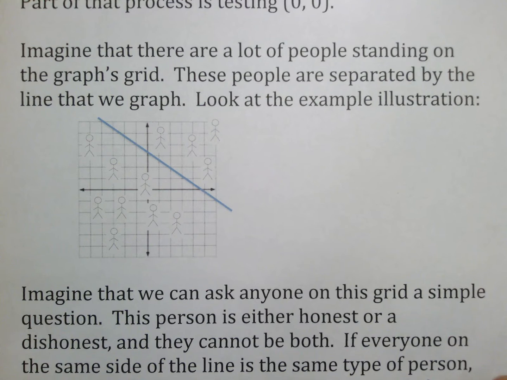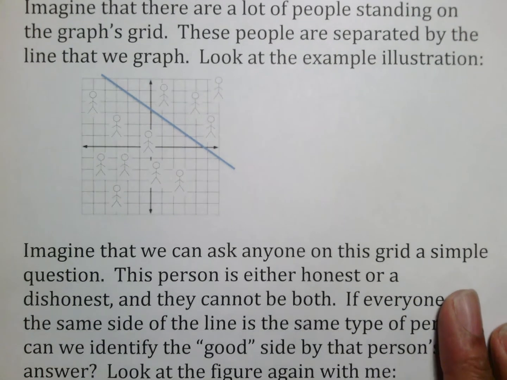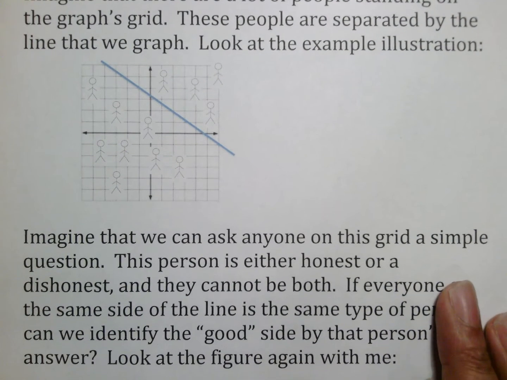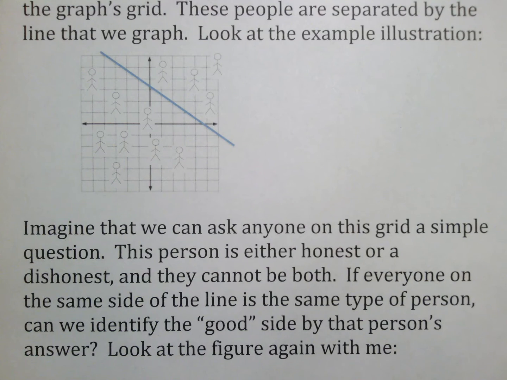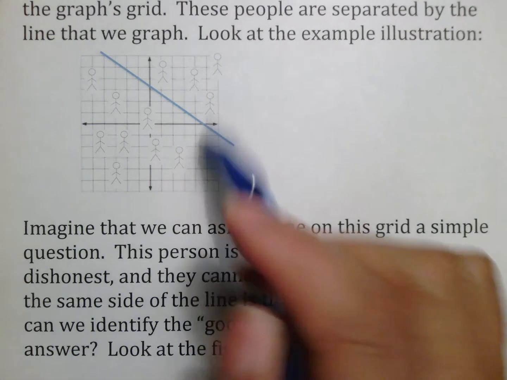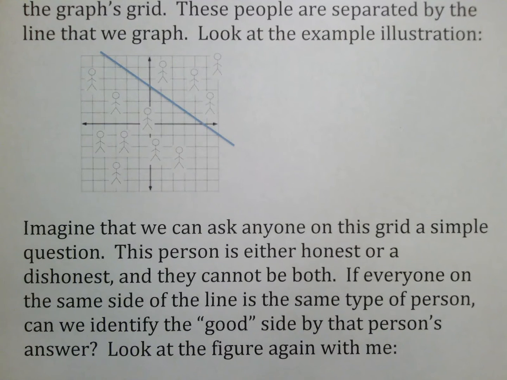Imagine that we can ask anyone in this grid a simple question, and this person is either honest or dishonest. They cannot be both, so it's not like somebody's going to be honest at one point in this grid and dishonest at some other point. If they tell you one lie, then they're going to be dishonest all the way through. If they tell you the truth, then they are honest all the way through.